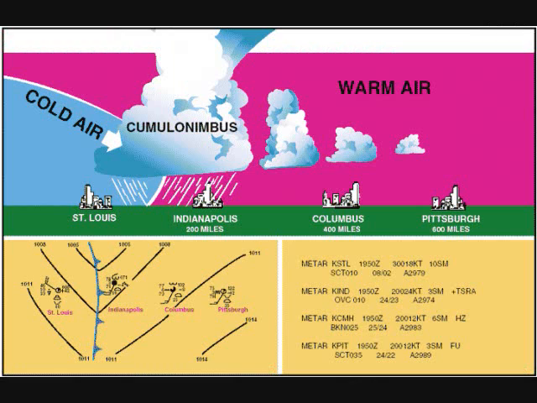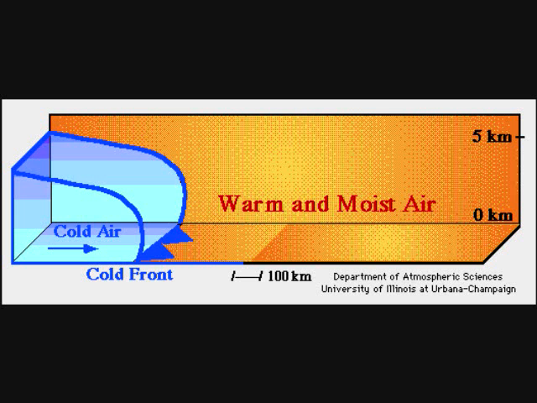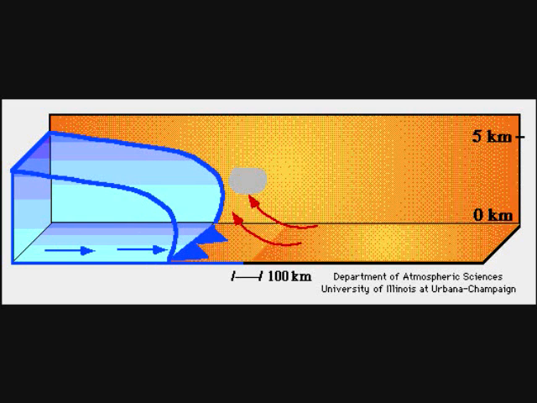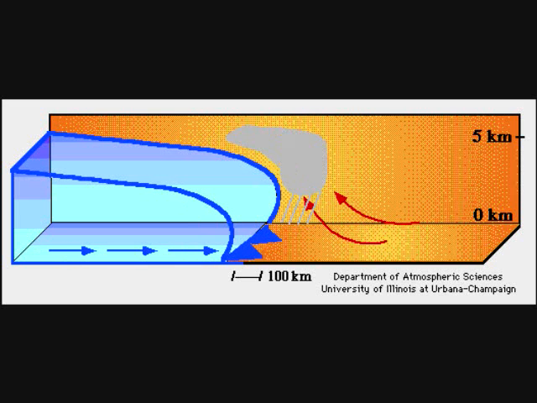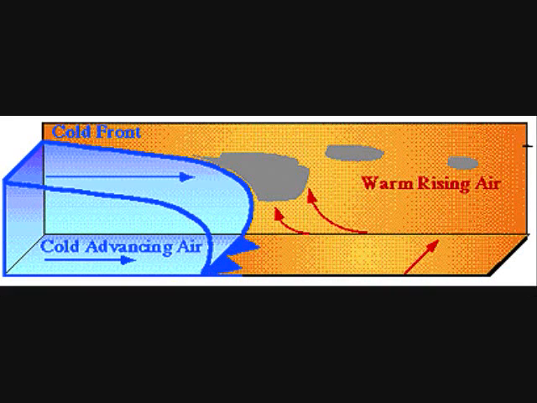Cold fronts occur when a cold air mass advances, replacing and forcing up warm air. At a cold front, the cold air is behind the warm air. Because the cold air is more dense, it pushes the warm air out of its way, forcing the warm air to rise into the atmosphere. As the warm air rises, it cools. The water vapor in the air condenses out and clouds start to form.